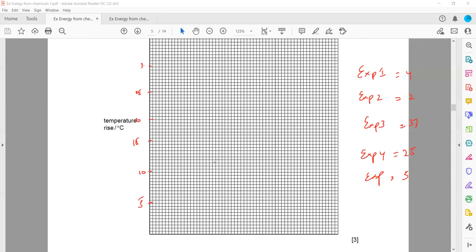But what will happen, I'm roughly sketching. For experiment 1, it was 4. This is a rough sketch, it's not the exact. Then experiment 2 is 2. Then experiment 3 is 37. So experiment 3 will be 37. Then experiment 4 is 25.